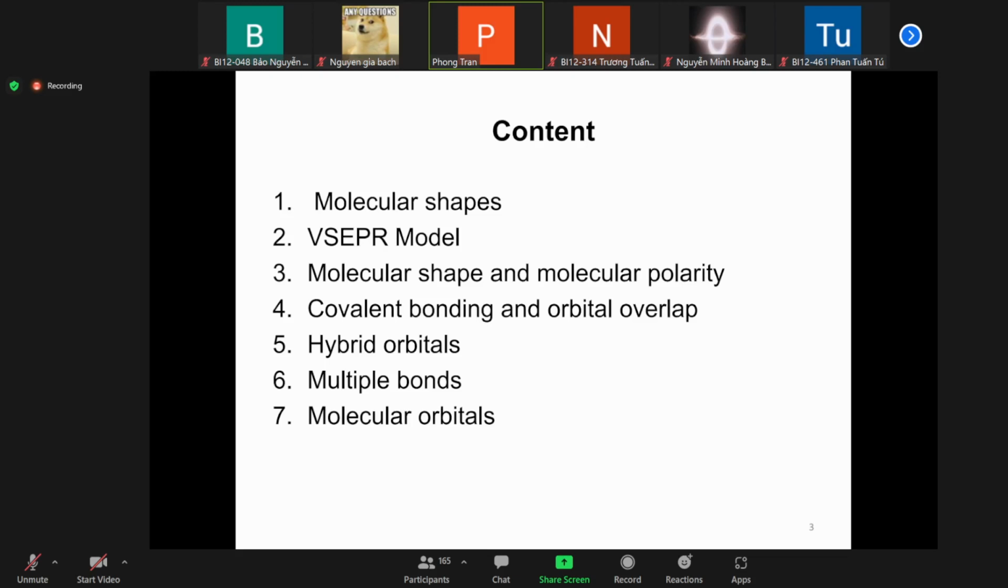So when you have a hybrid orbital, that means you have an orbital which has both the character of orbital s and the character of orbital p. So we call it a hybrid orbital. We discuss multiple bonds, not only single bonds, but double bonds, triple bonds, and so on.